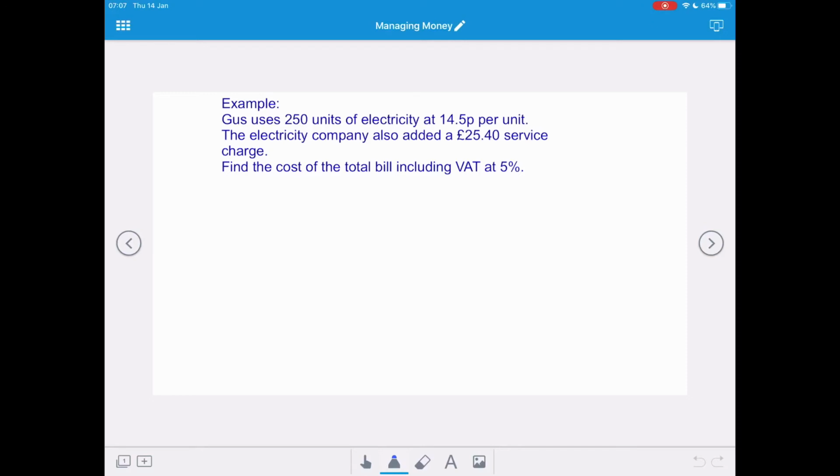Now in the second example, Gus uses 250 units of electricity at 14.5 pence per unit. The electricity company also added a £25.40 service charge, and we want to find the cost of the total bill, including VAT, at 5%. So step 1, we need to find the cost of the electricity in pounds. So we've got 250 units at 14.5 pence per unit, and the 14.5 pence can be written in pounds as 0.145. Don't round this. So the electricity cost is going to be 250 multiplied by 0.145, giving us a total for the electricity cost of £36.25.